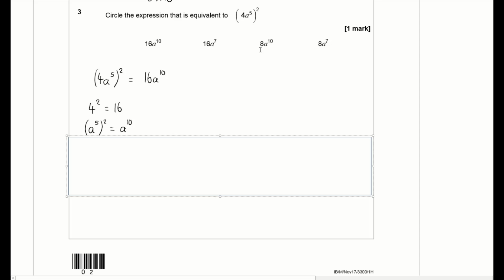8 is if you have just done 4 times 2 rather than done 4 squared, and you can see that 8a to the 7 gives you errors in both the 4 squared and the a to the 5 squared, but the correct answer here is 16a to the 10. So this is a prime example of when you are looking at multiple choice questions, again, to work it out properly and then find your answer. Don't get drawn into their particular suggested solutions which may not be correct at all.